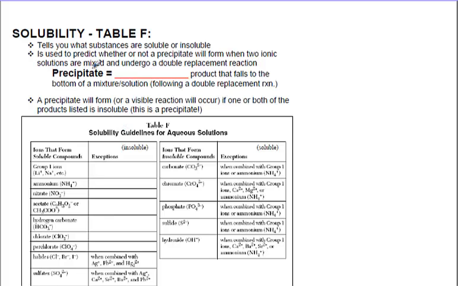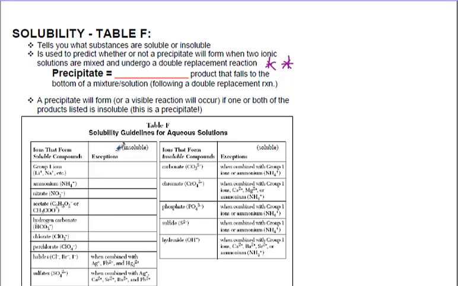Perfect. So it's used to predict whether or not a precipitate will form when two ionic solutions are mixed and will undergo a double replacement reaction. Now, this is key here, because if there is no double replacement reaction occurring, then you cannot even use the solubility table F. So a precipitate, now I explained this in class, a precipitate would be some sort of crystal that is formed when you have a supersaturated solution.